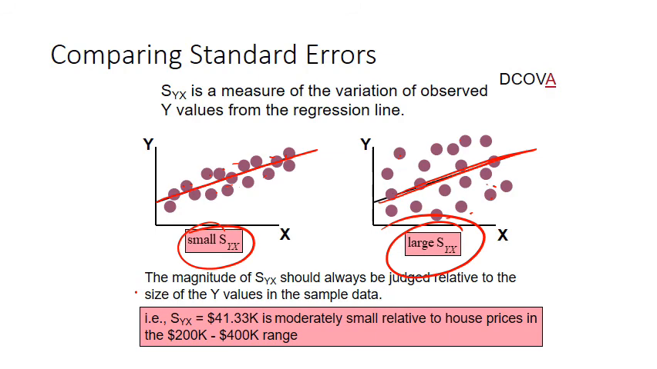The magnitude of S yx should always be judged relative to the size of the y values in the sample data. That is, if the standard error of estimate is 41, it is moderately small relative to house prices in the 200k to 400k range. So this is how we interpret standard error of estimate. Now I will solve all these three things: correlation, coefficient of determination, and standard error of estimate through a simple example.